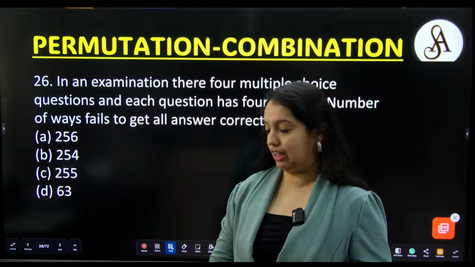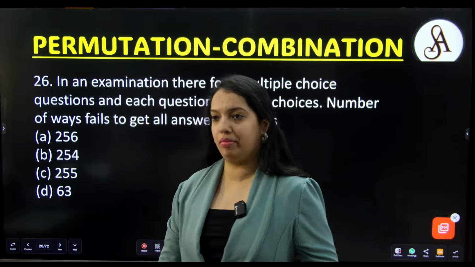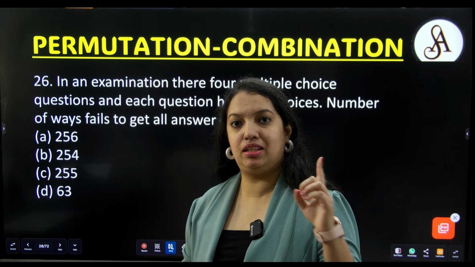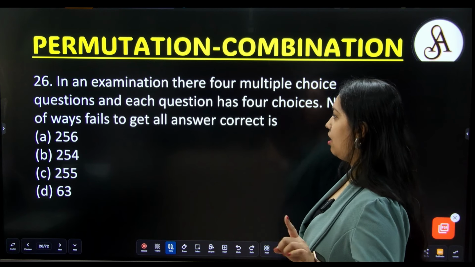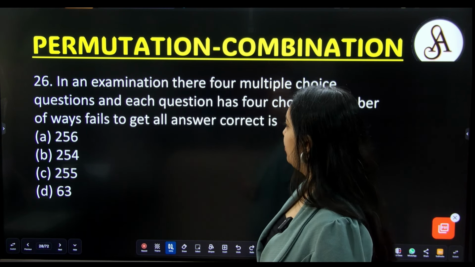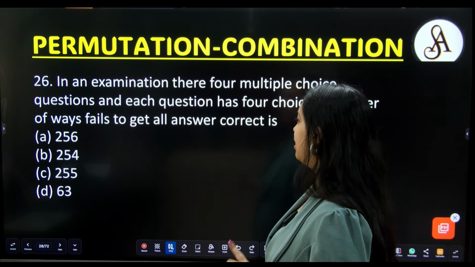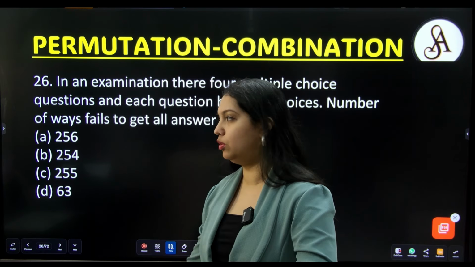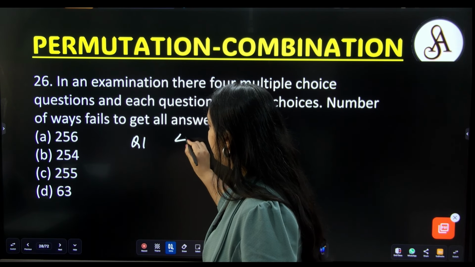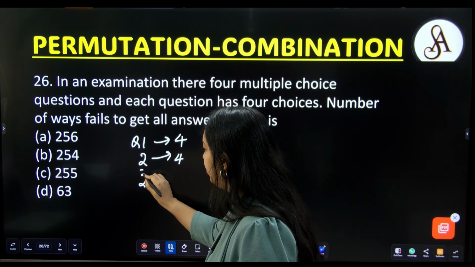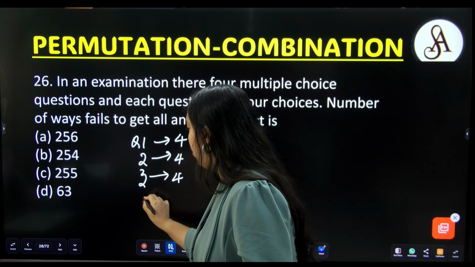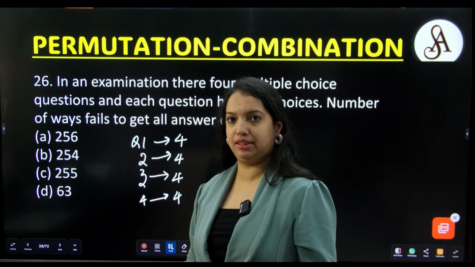I have done this in class while starting permutation combination. You know, there are 2 ways, multiplication and addition model. This comes under that. In an examination, there are 4 MCQs, just like your CA Foundation exam, and each question has 4 choices. In question 1, you can choose A, B, C, D, 4 options. Second question, you can choose 4. Third question, you can choose 4 options A, B, C, D. Fourth question, you can choose 4 A, B, C, D.